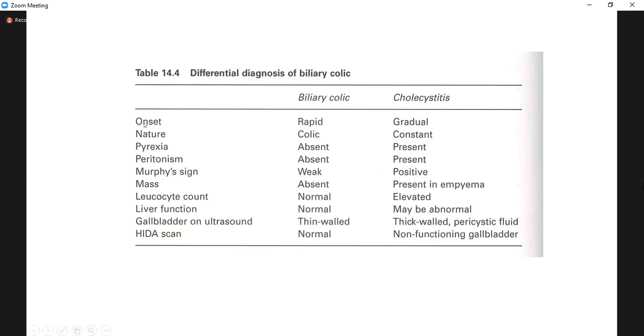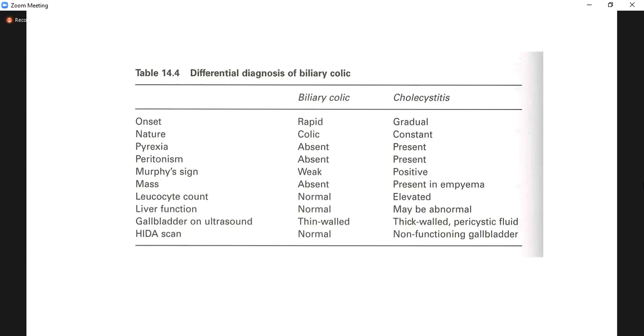Let's see. The onset in biliary colic is rapid, in cholecystitis it is gradual. The nature in biliary colic is a colicky pain, because the stone goes and lodges in the Hartmann's pouch, but after some time it falls back into the gallbladder, so the pain is relieved. So it's a colic, intermittent pain. But in cholecystitis, it's a constant pain.